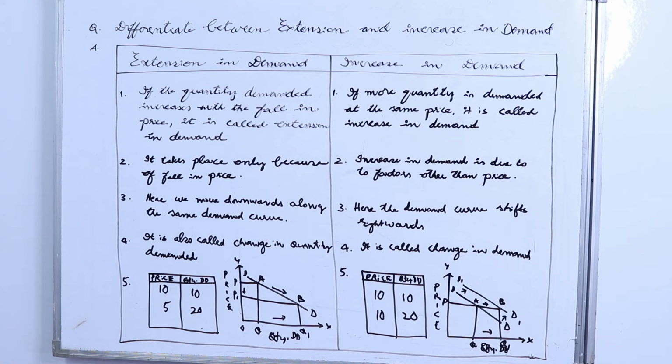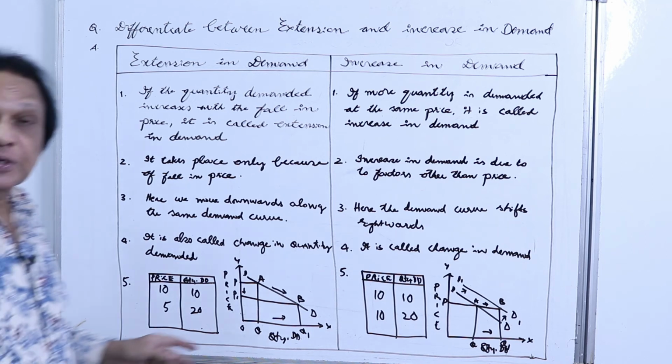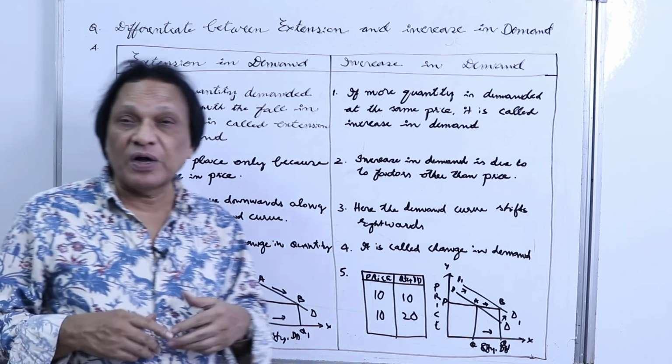The price falls from 10 to 5, the quantity demanded has gone up from 10 to 20. Under increase in demand, at price 10, the quantity has gone up from 20 to 30. So there is a downward movement. Look at the graph here, A to B, and there is a rightward shift here. Here with the fall in price from OP to OP1, the demand has gone up from OQ to OQ1. Here at the same price of OP, you can see the demand has gone up from OQ to OQ1. So I'm sure you must have followed this.